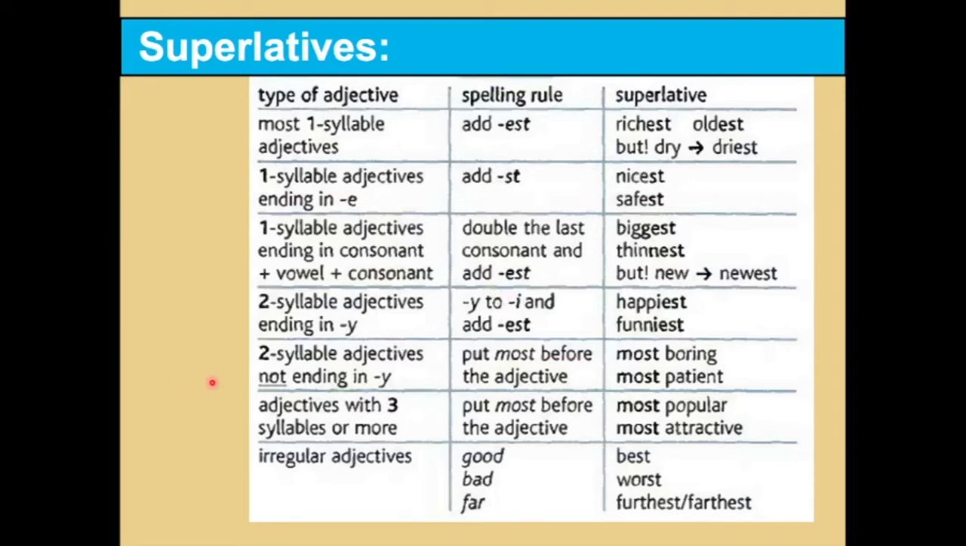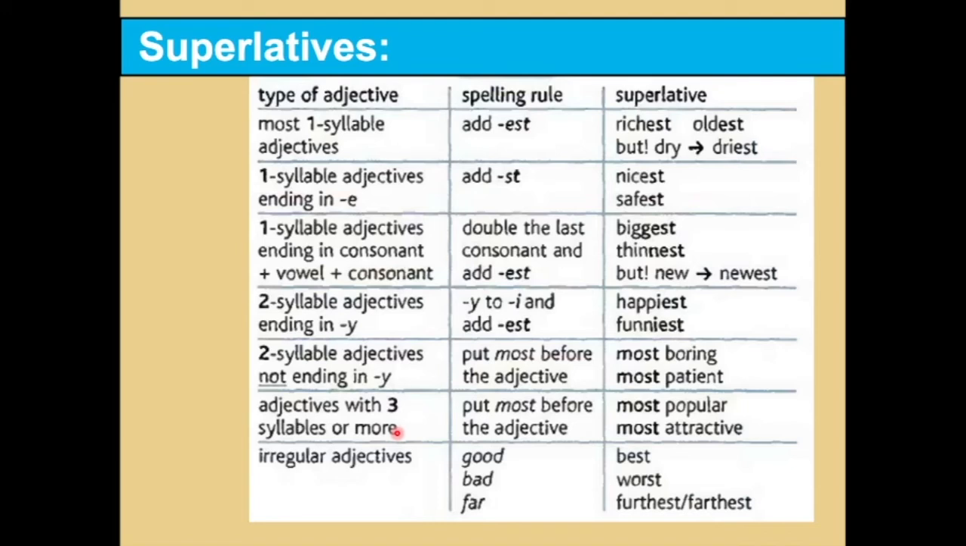The next rule, two-syllable adjectives not ending in Y. What do we do? We put most before the adjectives. For example, boring is a two-syllable adjective, and patient is a two-syllable adjective. So we use most, and the superlative of boring is the most boring, and the superlative of patient is the most patient. Adjectives with three syllables or more, we also use the most. For example, popular and attractive, we use the most popular and the most attractive.